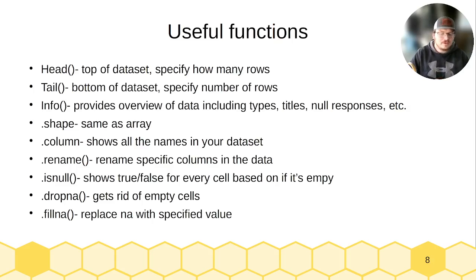Isnull basically scans the entire data set and runs a column by row matrix to determine if we have a true or false in that cell. So basically, if the cell is empty, it is considered false. If it is filled, it's considered true. Dropna gets rid of empty cells. So if you just decide, hey, we're just going to get rid of everything that's empty, then you do dropna, it removes everything from that data set, and that really cuts down on your size.